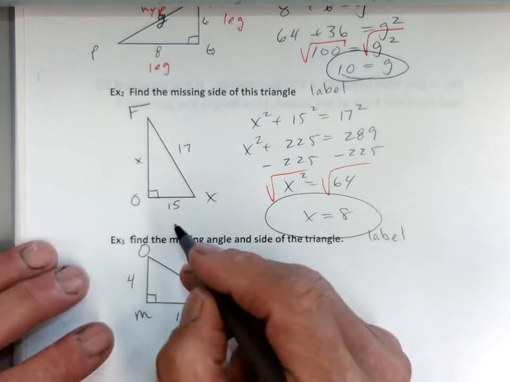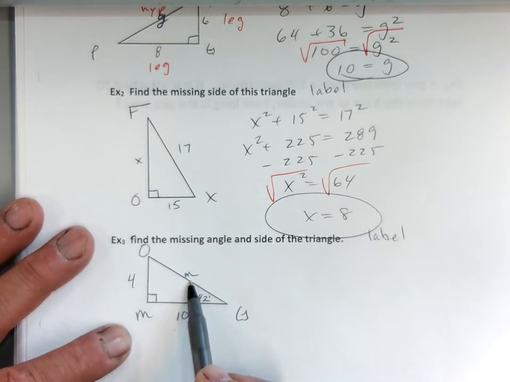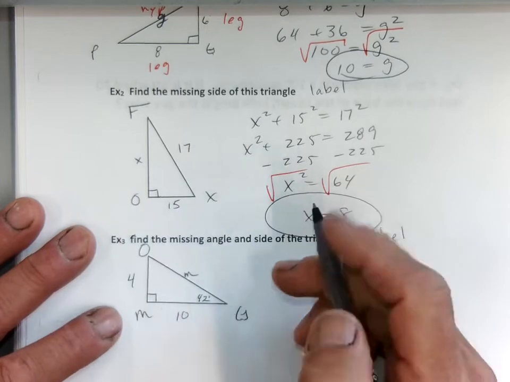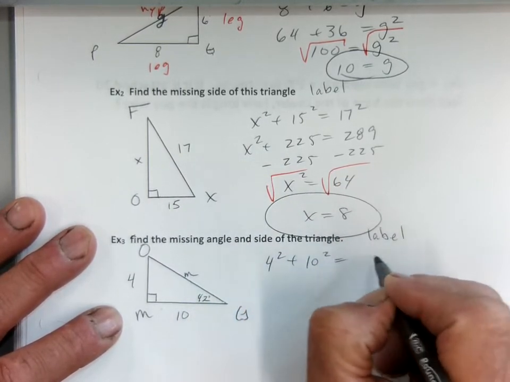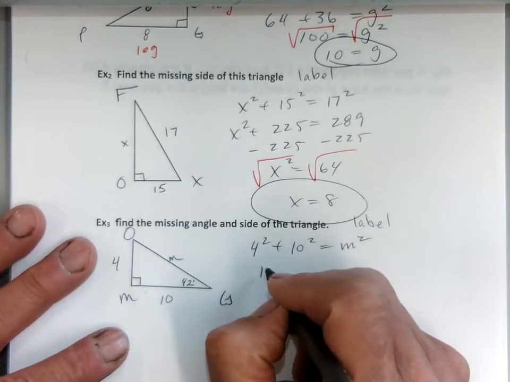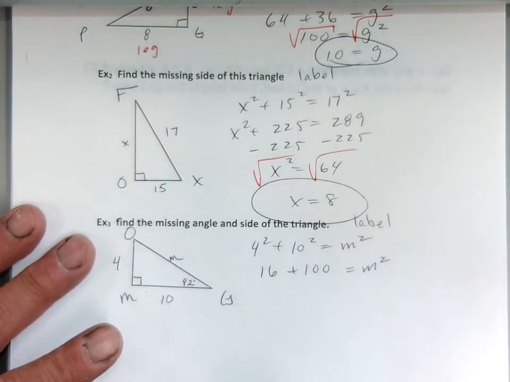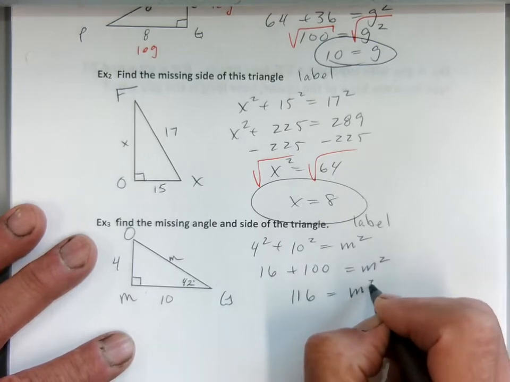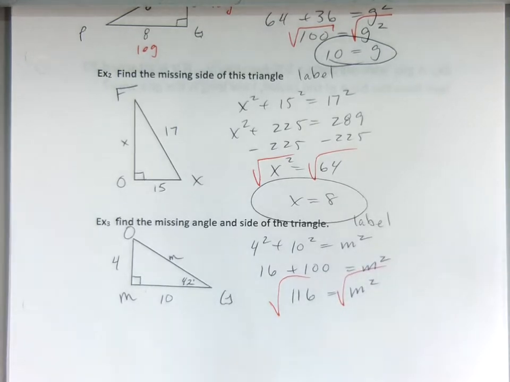So what you're going to try and find is little m, right? Because if that's angle m, that's little m, right? So, all right, let's put leg squared plus leg squared equals hypotenuse squared. So I'm going to go 4 squared plus 10 squared equals m squared, right? 16 plus 100 equals m squared. 116 equals m squared. Take the square root of both sides and the square root of 116.